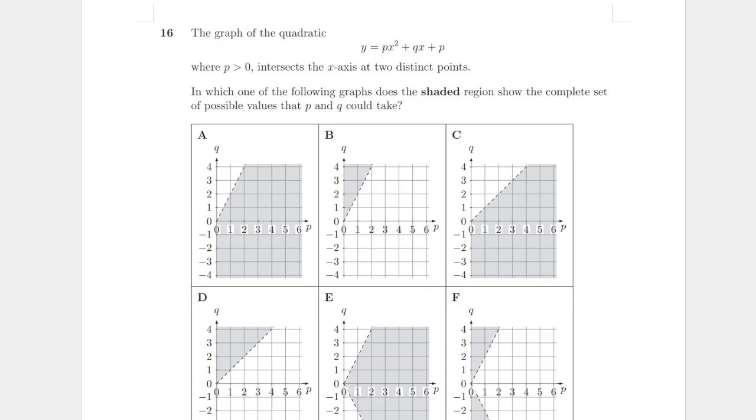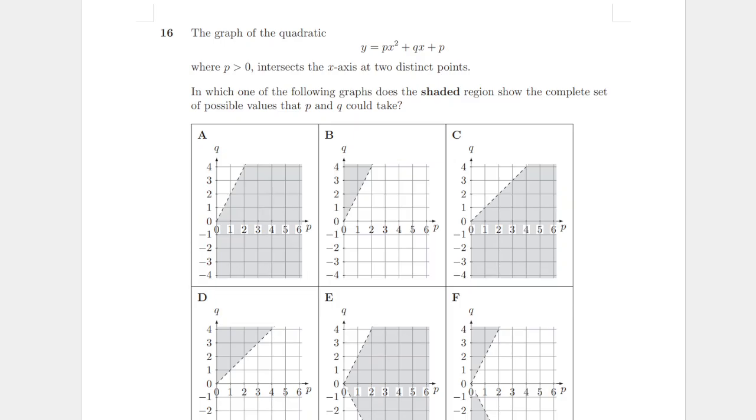Okay, question 16. The graph of the quadratic y equals px squared plus qx plus b, where p is greater than 0, intersects the x-axis at two distinct points. Okay, what does that tell us? That tells us that there are two real roots to the equation, right? In which one of the following graphs does a shaded region show the complete set of possible values that p and q could take?